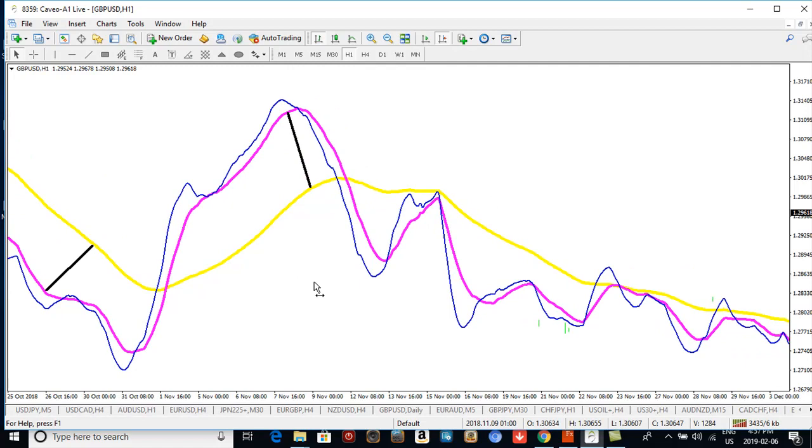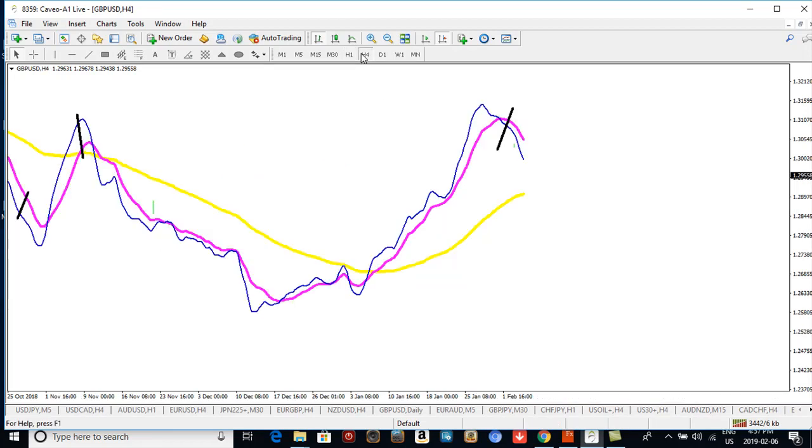Okay, just not a good place to buy again. At least it may have a correction first and continue up, but this is when you see the 250 getting too far away, it's not a good place.